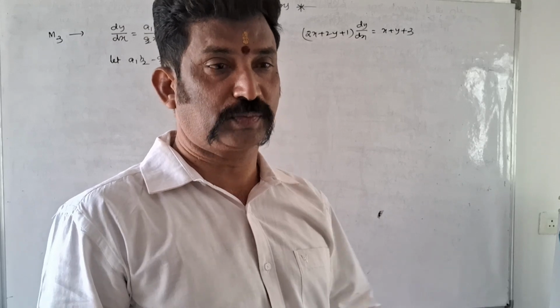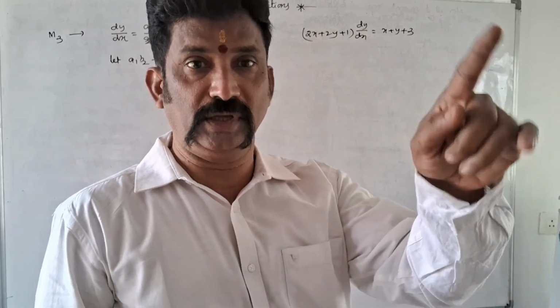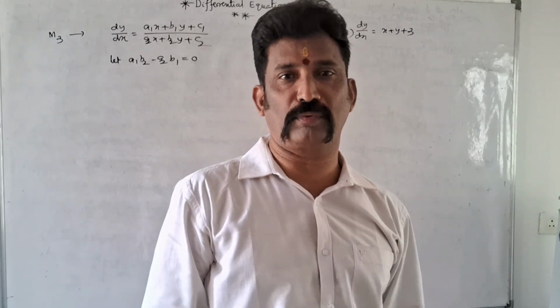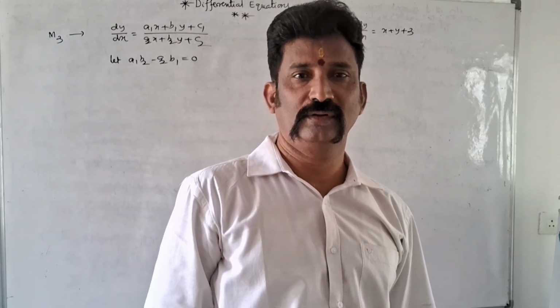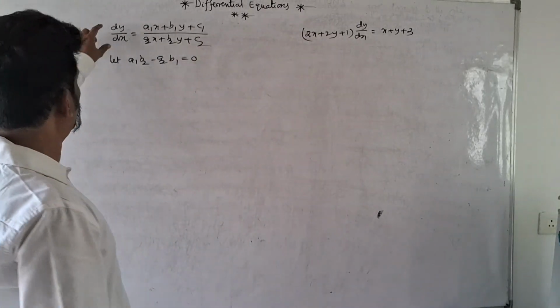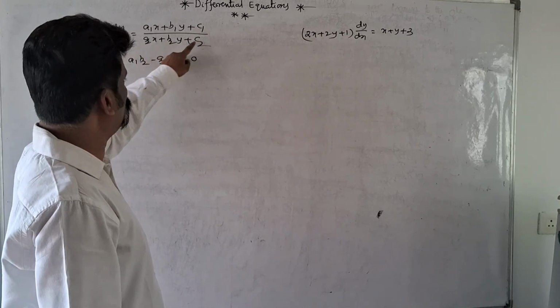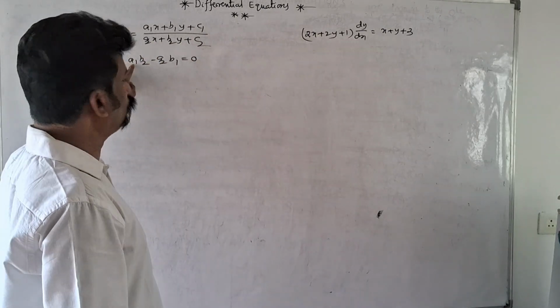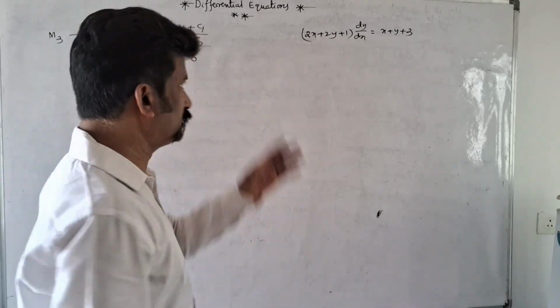Especially, just as I told you now, don't select this type of problem in the board. And the BSc students also don't select this type of problem. Choice is there, number of questions are there. And BTech students also. So dy by dx is equal to a1x plus b1y plus c1 by a2x plus b2y plus c2. Let a1 b2 minus a2 b1 is not equal to 0. Then what is the position?